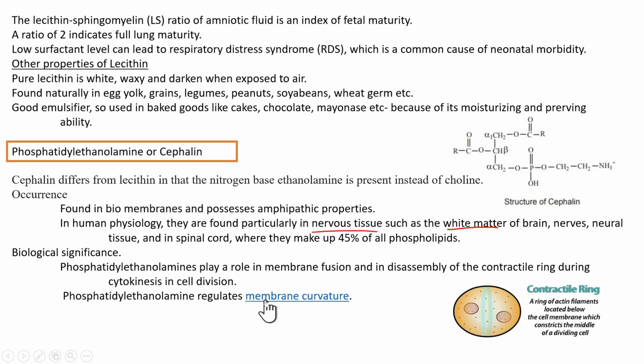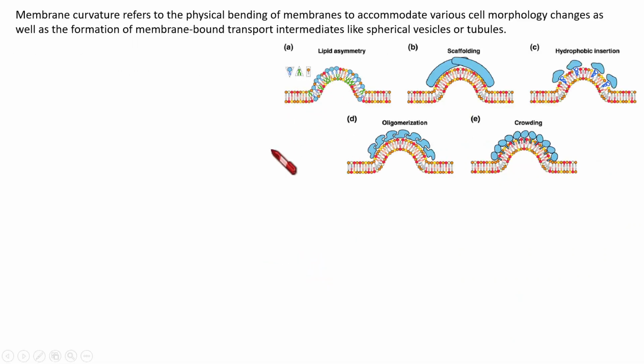Then again, this cephalin regulates membrane curvature. Membrane curvature is the same process I already explained at the time of explaining membrane fusion. So many curvatures, so many shape changes are needed in the cell during different physiological processes that are happening inside the cell. In all those times, those areas that need to undergo some curving or curvatures to facilitate some important process are all rich with these cephalins.